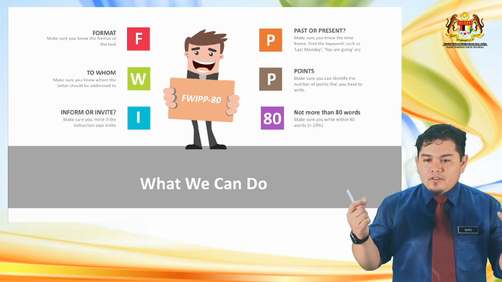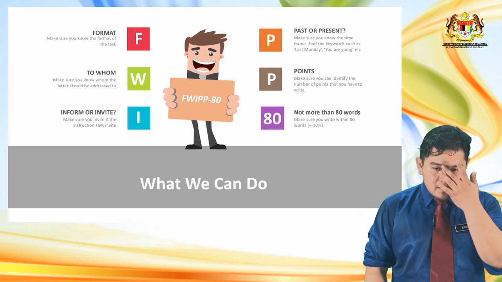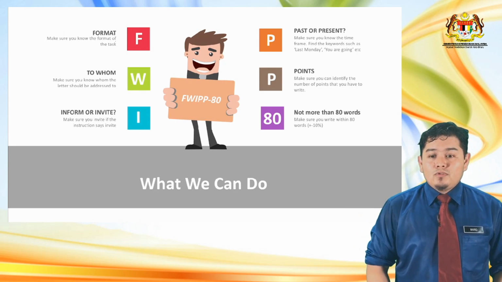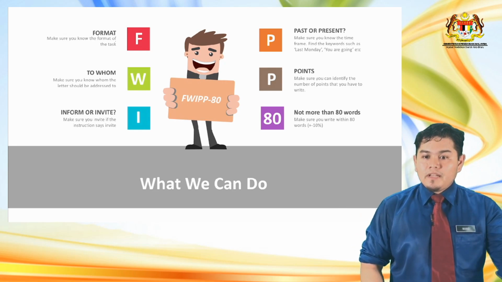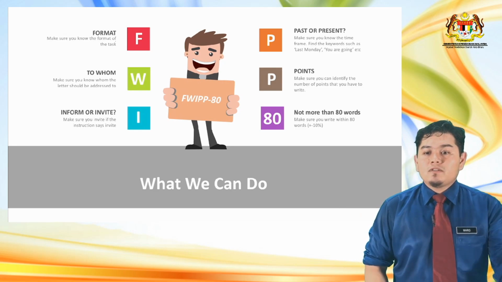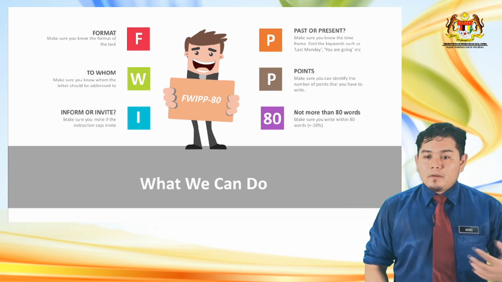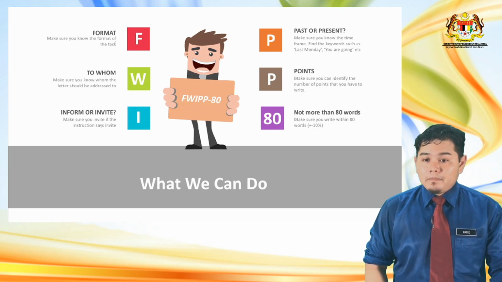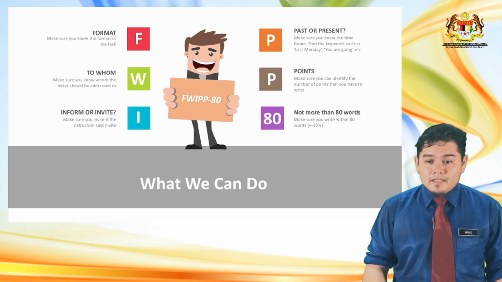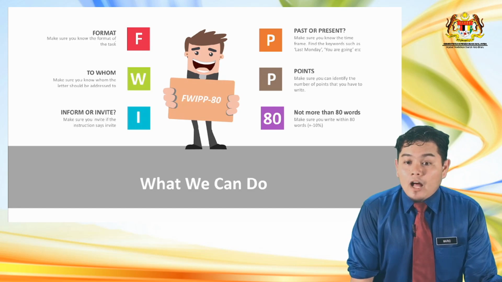Okay, and then you have to understand whether the task would require you to talk about something that has already passed or something that is about to happen. Are we talking about past tense, things that had already happened, or are we talking about things that are going to happen?